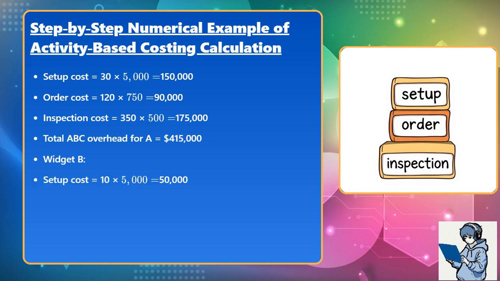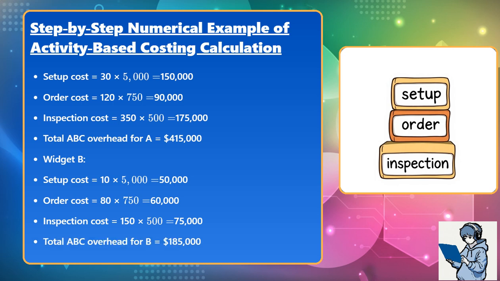Widget B. Setup cost equals 10 times $5,000 equals $50,000. Order cost equals 80 times $750 equals $60,000. Inspection cost equals 150 times $500 equals $75,000. Total ABC overhead for B equals $185,000.